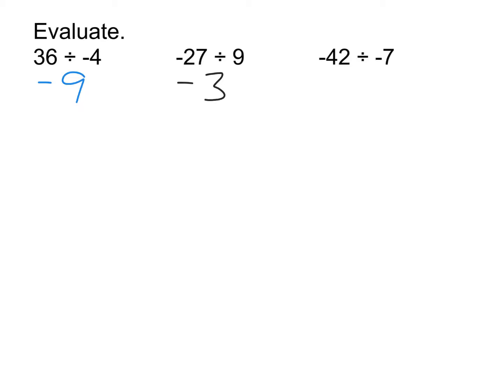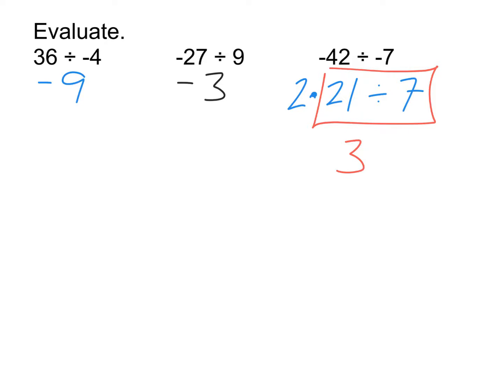All right. So if you don't remember 7 times what is 42, I can actually break the 42 down into a couple pieces that make it more manageable. What if I wrote the 42 as 2 times 21? Because 2 times 21 is 42 here. Now, the reason why I wrote it this way is because what's 21 divided by 7? 3. And so then this is just 2 times 3. And 2 times 3, of course, is 6.